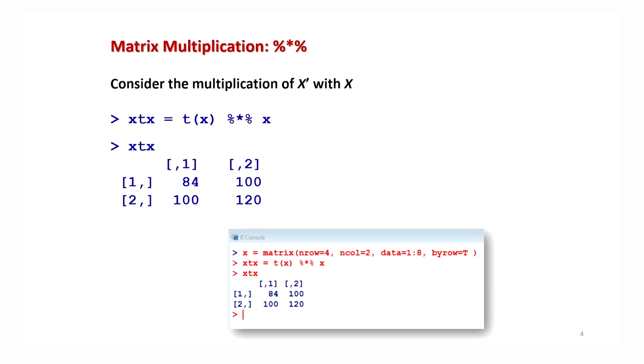In case you want to multiply a matrix by another matrix, then the operator here is like this: percentage star percentage.